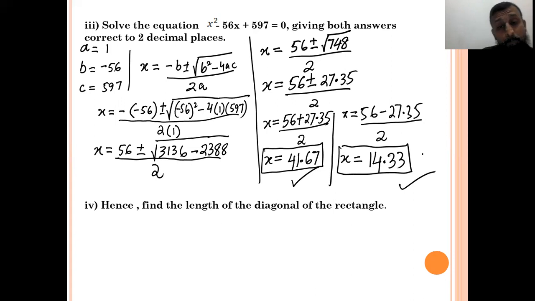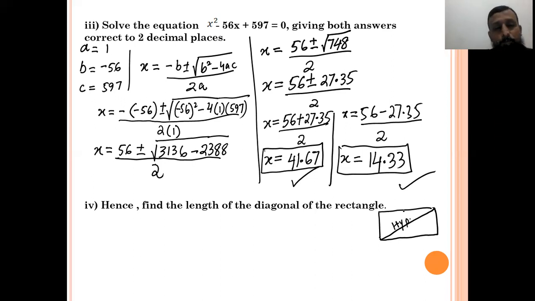Okay, dear students, now the last part of this question. Hence find the length of the diagonal of the rectangle. Do you know what is the diagonal in the rectangle? Let me show you on this screen. If this is my rectangle, this longest side which is touching the opposite corners inside the rectangle is called the diagonal. Or in other words, if I consider it as two triangles, this is the hypotenuse of the triangle.